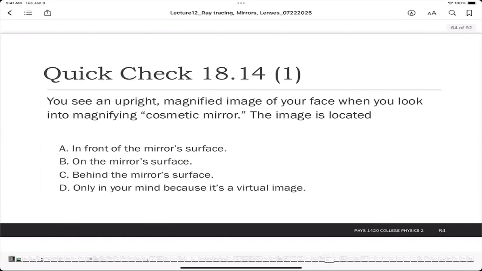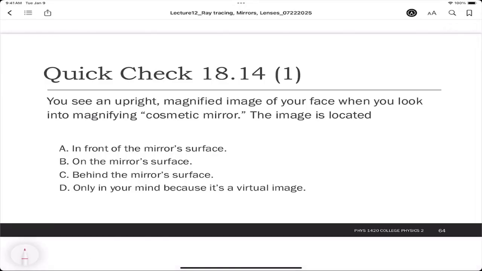Let's review some questions. For this question, you see an upright magnified image of your face when you look into a magnifying cosmetic mirror. The image is located: A, in front of the mirror surface; B, on the mirror surface; C, behind the mirror surface. Only in your mind, because it's a virtual image.